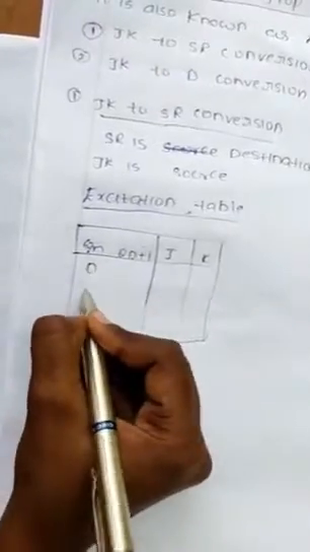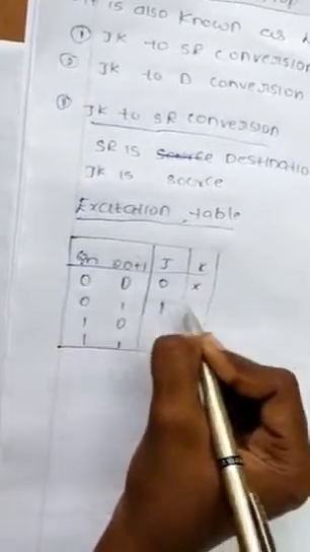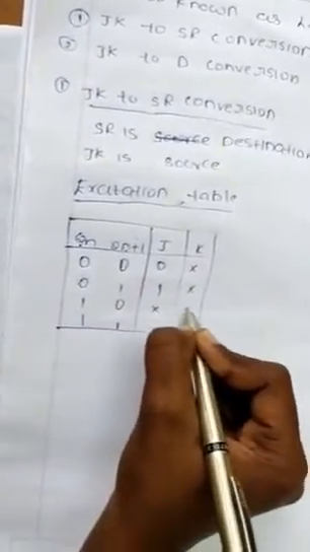Let's start with Q of n: 0 0 1 1. Here the JK value for 0 0 is 0 and don't care. Here 0 1 is 1 and don't care. Here 1 0 is don't care and 1. Here 1 1 is don't care and 0. This is the excitation table.